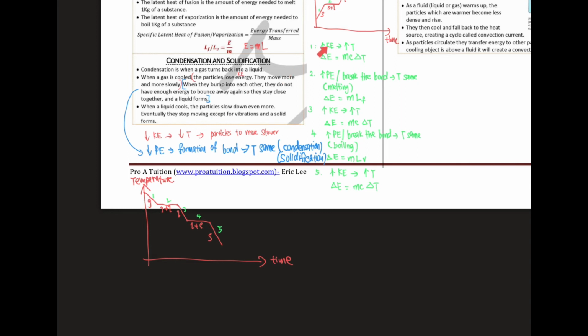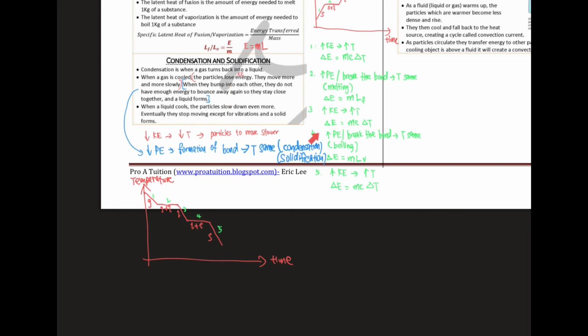So number 1, decrease in kinetic energy, temperature drop. What formula? This formula. Number 2, condensation, decrease in potential energy, formation of bond, same temperature. What process? Condensation. Formula: delta E equal to m l vaporization, because this is gas. Gas is there, vaporization. Number 3, liquid drop in temperature. So decrease in KE, decrease of temperature. Formula: delta E equal to m c delta T.